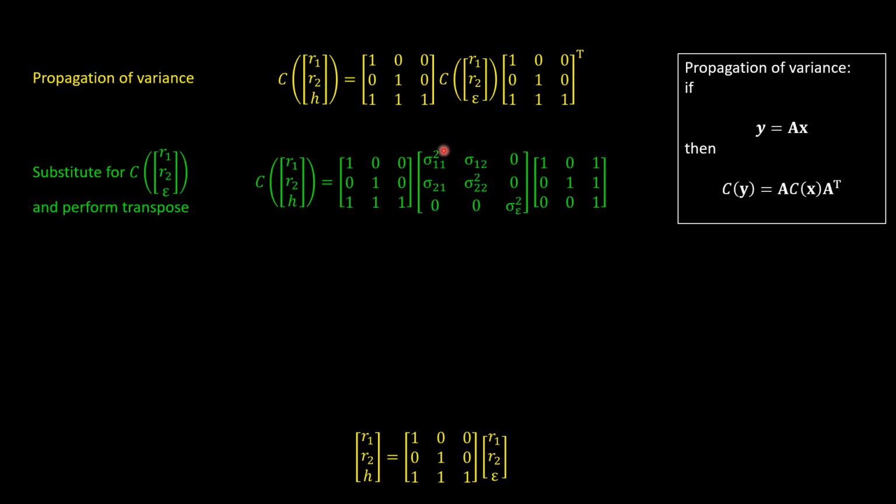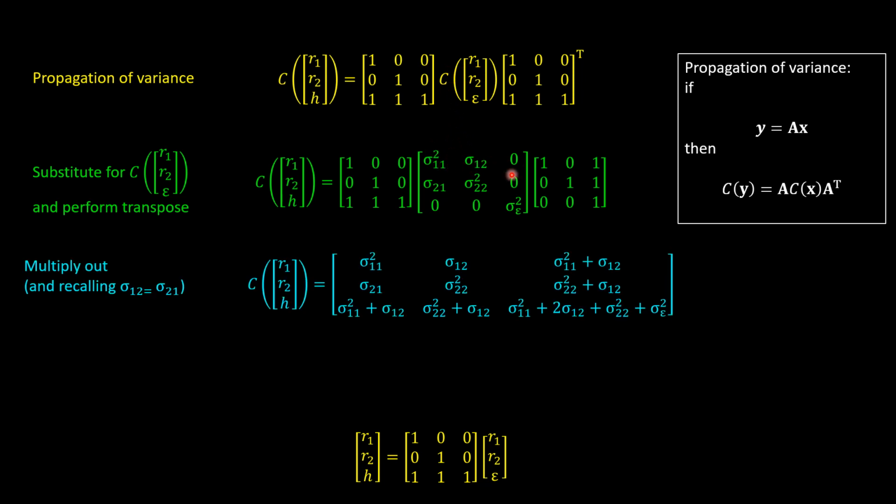Now let's actually put the individual elements of this covariance matrix in place in the green equation and then multiply out. And here we have the individual elements of the covariance matrix of the vector R1, R2, H. Note, by the way, that this term here is equal to the variance of R1 plus R2, the sum of the two resistances that occupy the model domain.